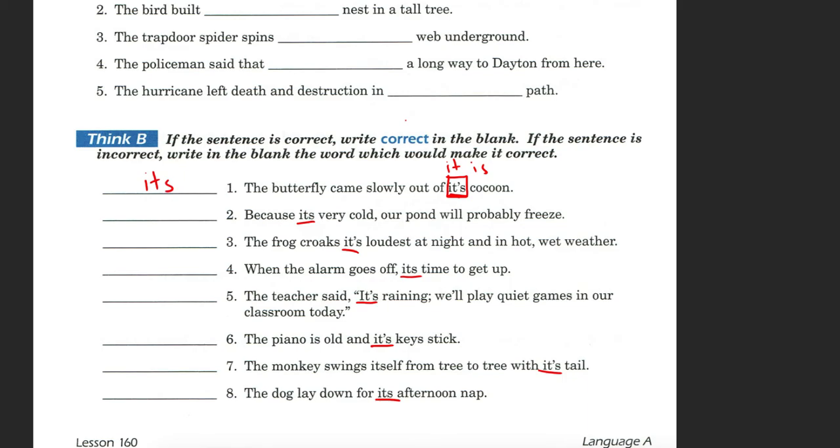Number two: because its very cold, our pond will probably freeze. It doesn't have the apostrophe s. Let's see if it makes sense if we add the apostrophe s. Because it is very cold, our pond will probably freeze. Since it is does make sense, and they didn't use the apostrophe s, this is incorrect. So it should be it's with an apostrophe s. Do the same thing for all of them. Test it with it is. If they don't have the correct form, write the correct form here. If the sentence makes sense, then write the word correct.